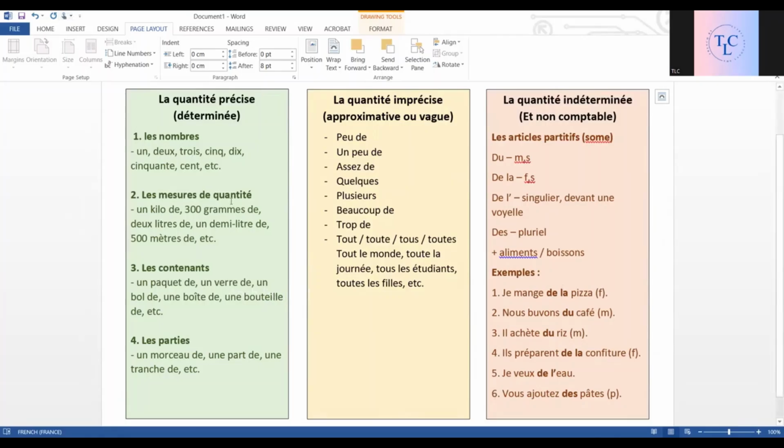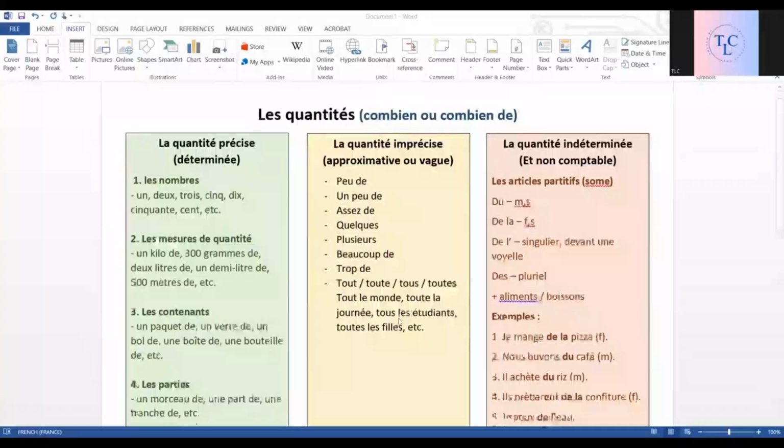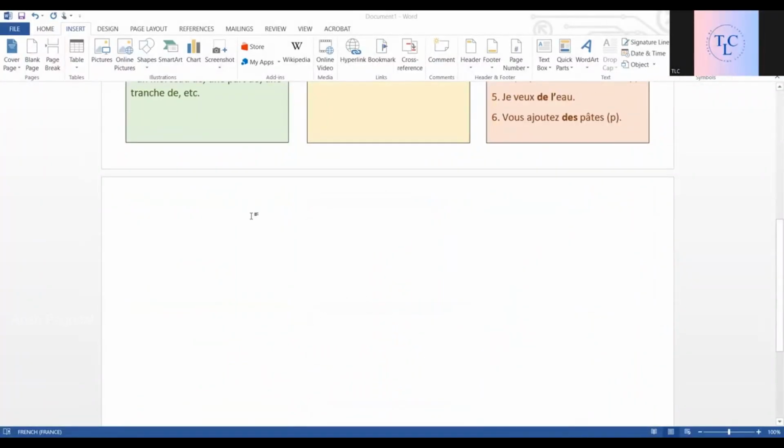If the quantity is known, we use these expressions or words, and if it is not known, we use article partitif like this. Okay, what if it is 0? The quantity is 0. What do we do in that case? Si c'est 0 ou nul, la quantité est 0 ou nul.